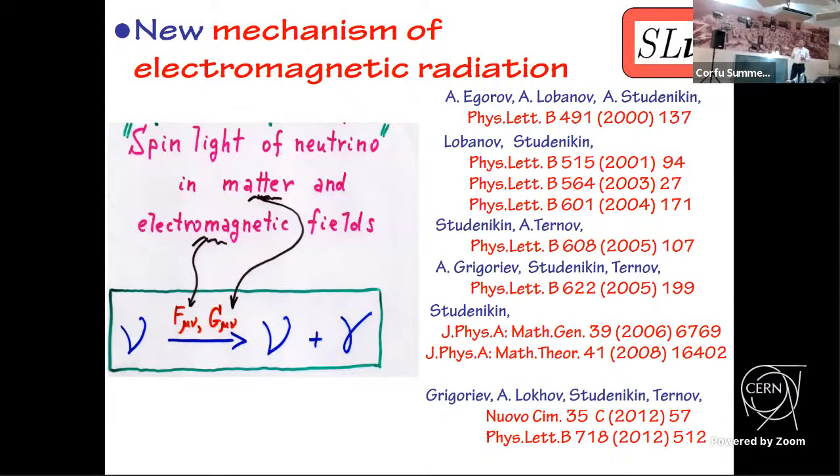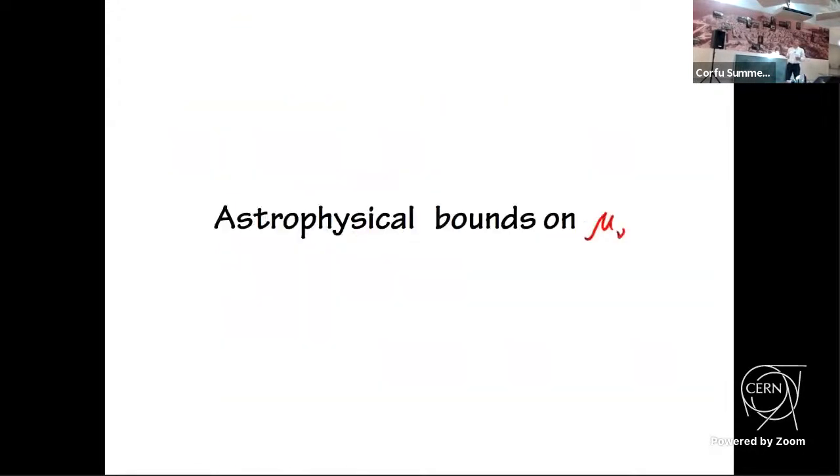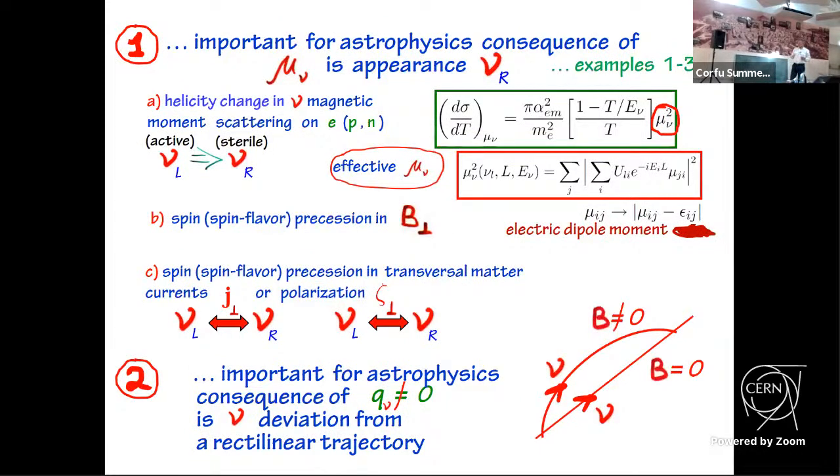The spin light of neutrino was predicted and studied in a series of our papers. And in one of the recent papers, we discussed the possibility of visualization of this effect in different astrophysical environments. Well, astrophysical bounds on neutrino magnetic moments. One of the most important effects for astrophysics due to the magnetic moment of the neutrino is the appearance of right-handed neutrinos.